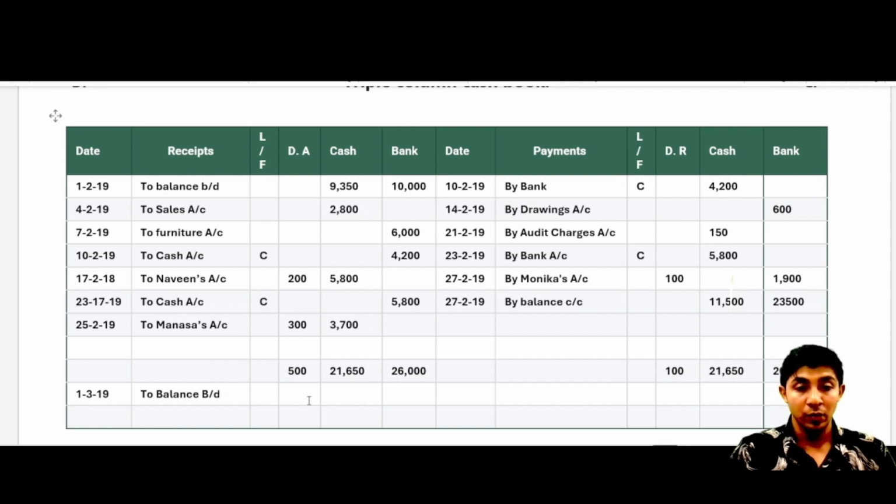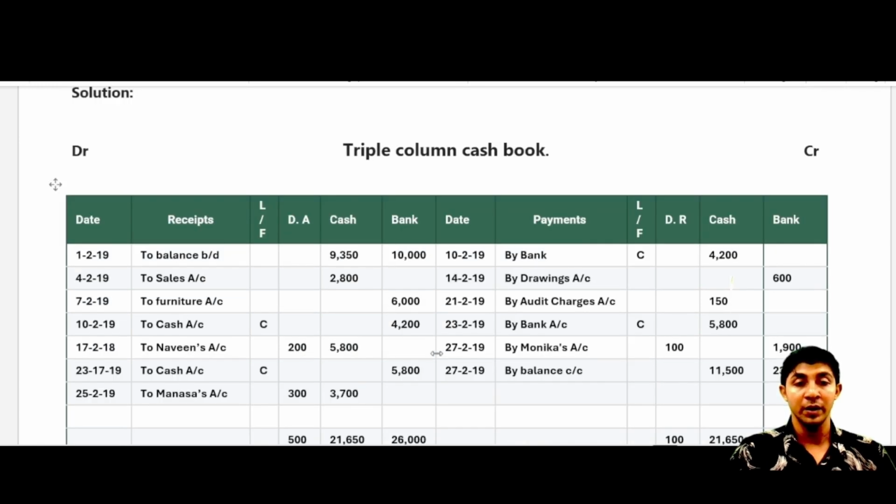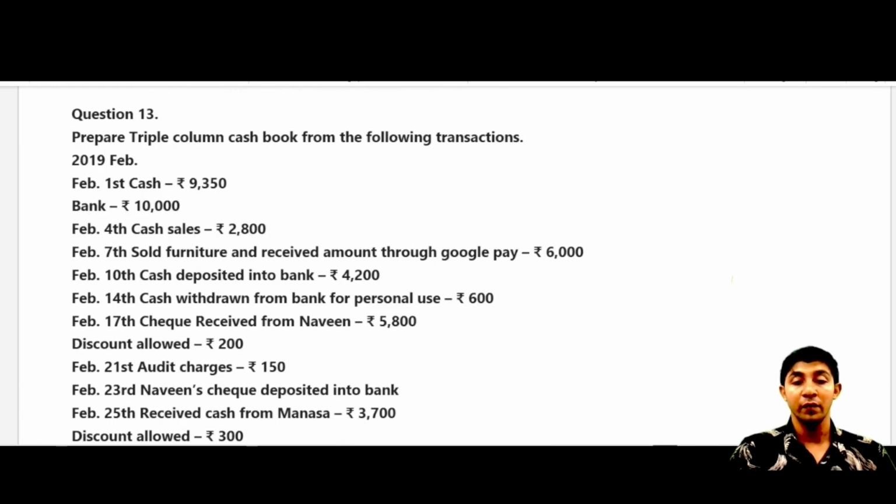Done. So now we need to write the balance: 11,500 is the balance of cash and 23,500 is the balance of bank. Done. With this we have completed problem number 13, and in the next video we'll cover problem number 14.